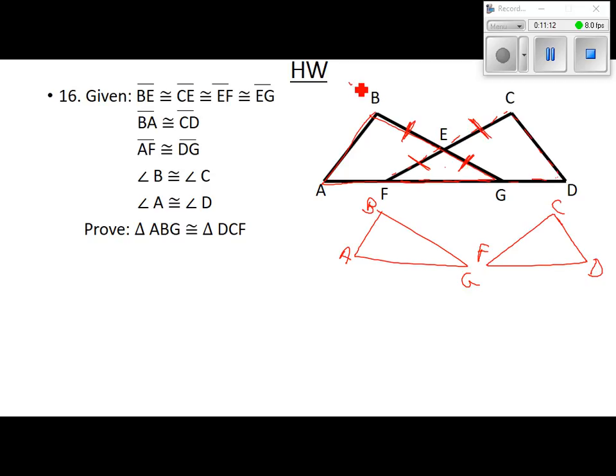Back at the start of the year, Wyatt remembers that we did something that looked like this. We had, if this was 5, this was 10.